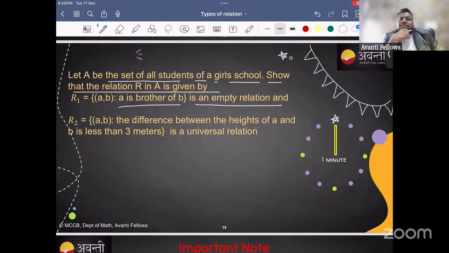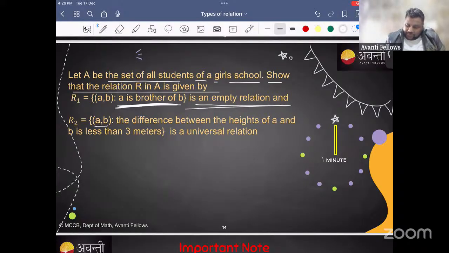Empty. Why so? Because they are saying A is brother of B, and since it is a girls' school, there is no boy who can be brother of any girl. There is no boy existing basically in the school. So it is an empty relation.